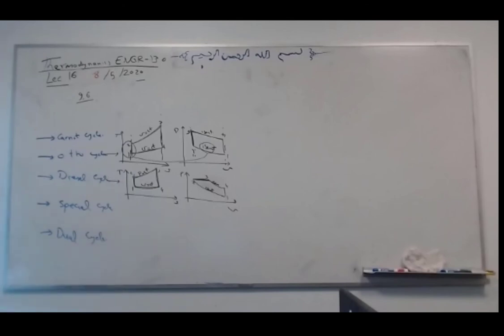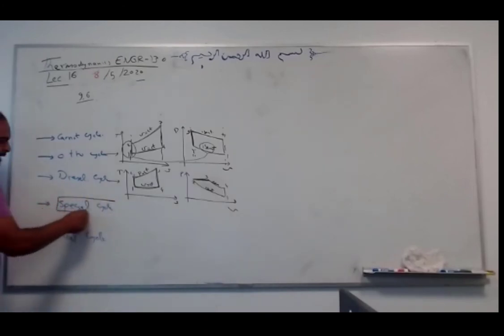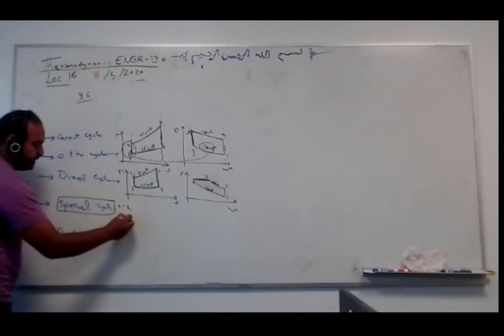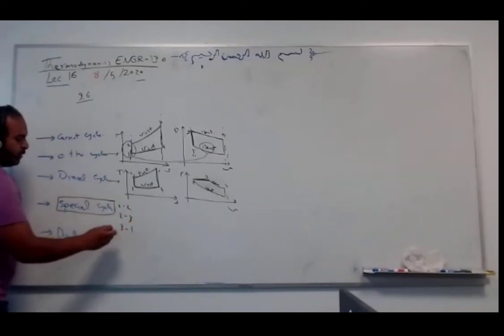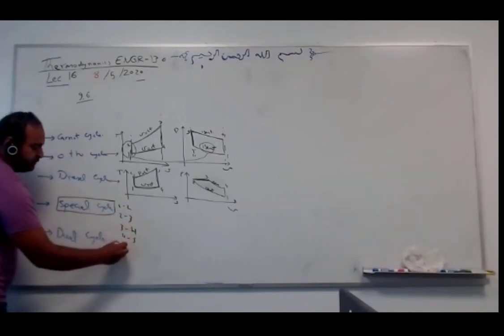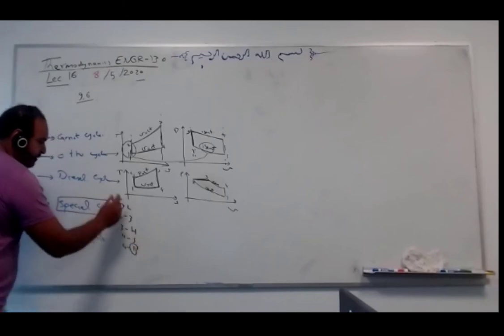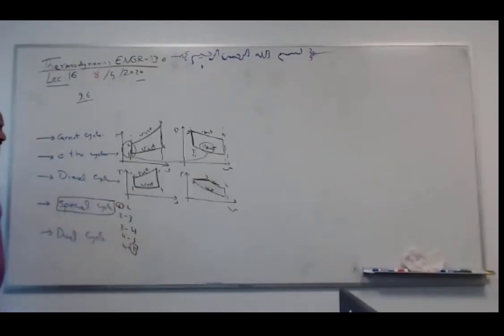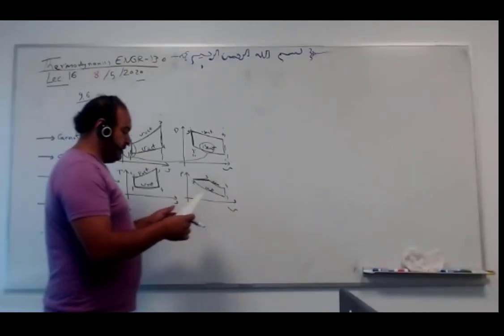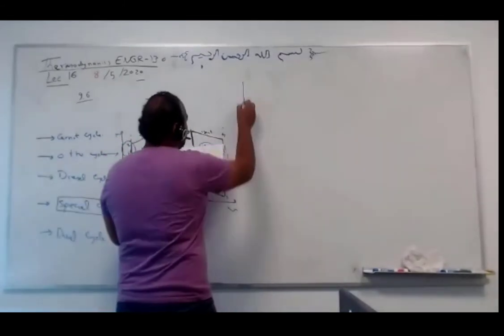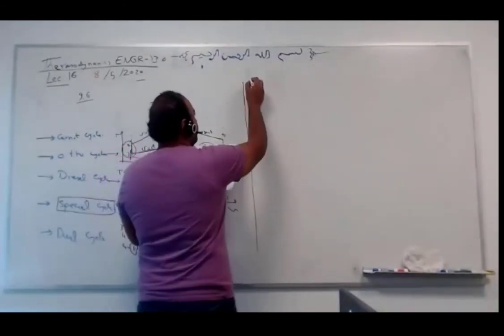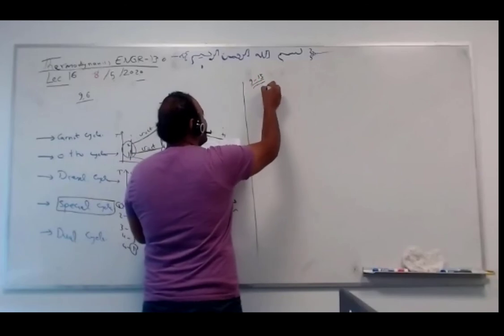So problem 9.13, if you read it, it's a special cycle. It means I give you all the processes: 1 to 2, 2 to 3, 3 to 4, 4 to 5, 5 to 1. I can give you all the steps. For example, from 1 back to 1, it can be 5 processes, 4 processes, 3 processes. You need at least 3 processes to have a cycle. So he said we have only 4 processes. It's air, 9.13. It was air.